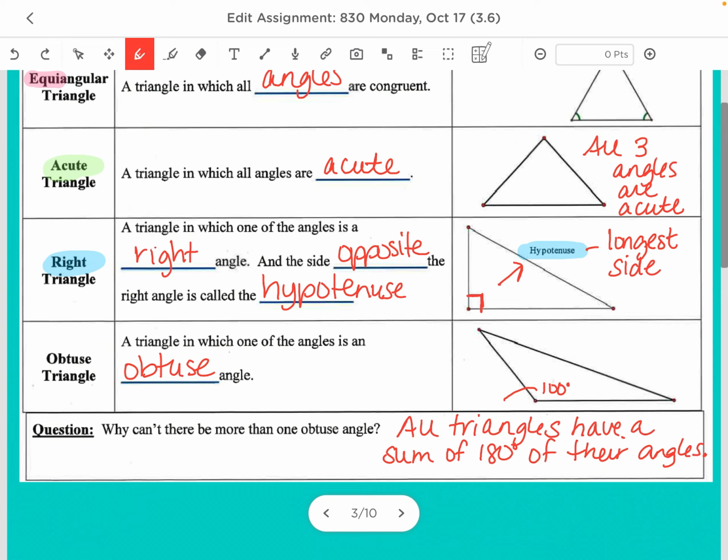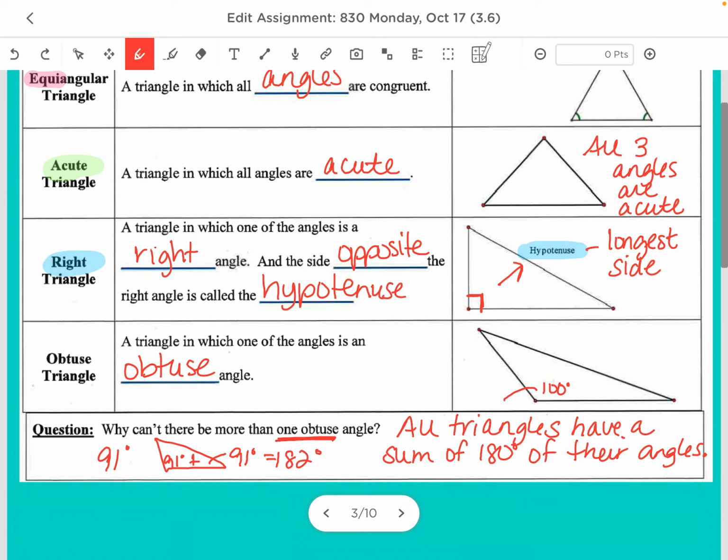Now, if I have one angle that's obtuse, there's no way, even if you take the smallest obtuse angle, which is 91 degrees, that I can have a second obtuse angle. If I had a triangle with a 91 degree angle, another angle would have to be obtuse, which is 91. So far, if I add those together, that's going to give me 182, and that's already over the sum of 180. So there's no way that we can have more than one obtuse angle.